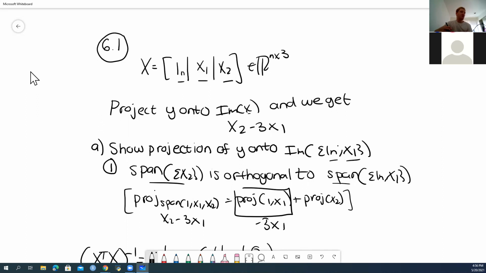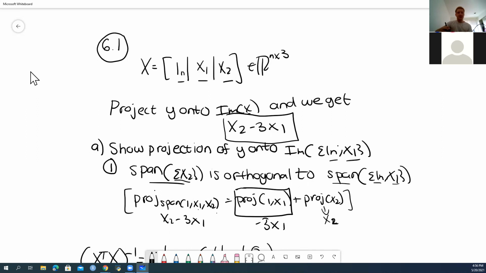And so as his hint for this problem, he says, okay, if you can prove that basically the span of X2 is orthogonal to the span of 1n and X1, then we can write the projection onto the span of 1, X1, and X2, which again was written up here as X2 minus 3X1, as equal to the projection onto 1 and X1, which we want to know, right? Plus the projection onto X2, which is obviously going to be, in this case, X2, right?